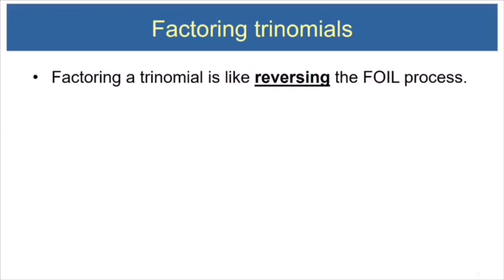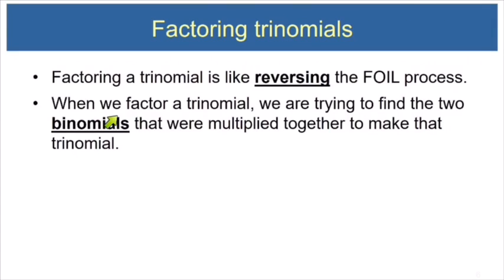Now let's talk about factoring trinomials. Factoring a trinomial is like reversing the FOIL process. You know, in section R.3 we talked about how to use the FOIL process to multiply 2 binomials together. Well, factoring a trinomial is just reversing that FOIL process. When we factor a trinomial, we're trying to find the 2 binomials that were multiplied together to make that trinomial.